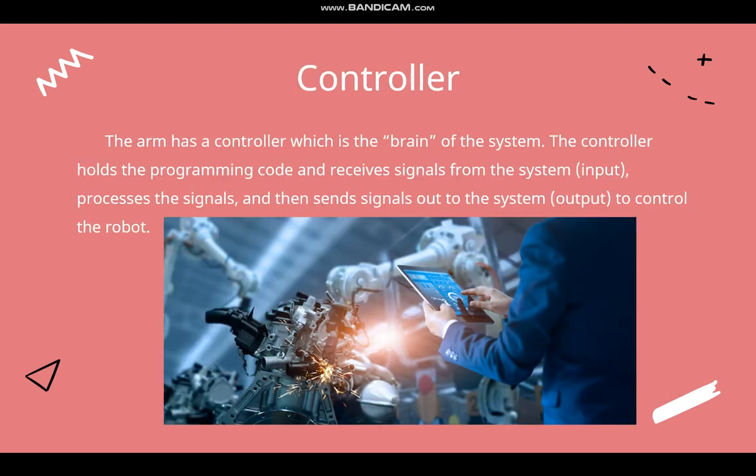Second, the controller. The arm has a controller, which is the brain of the system. The controller holds the programming codes and receives signals from the system input, processes the signal, and then sends a signal out to the system output to control the robot.